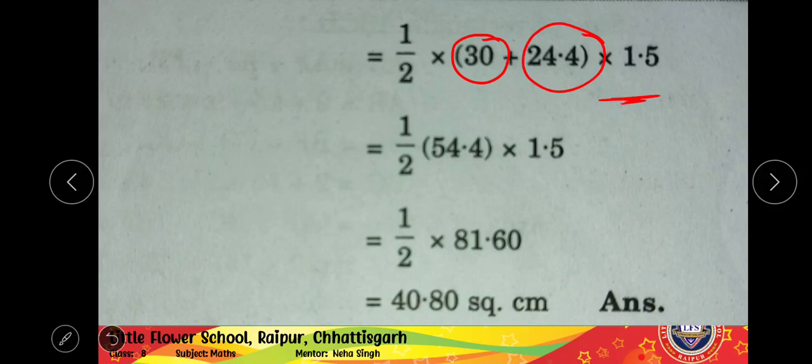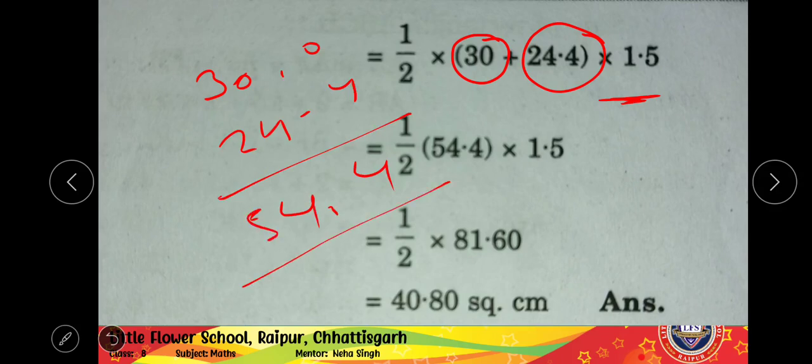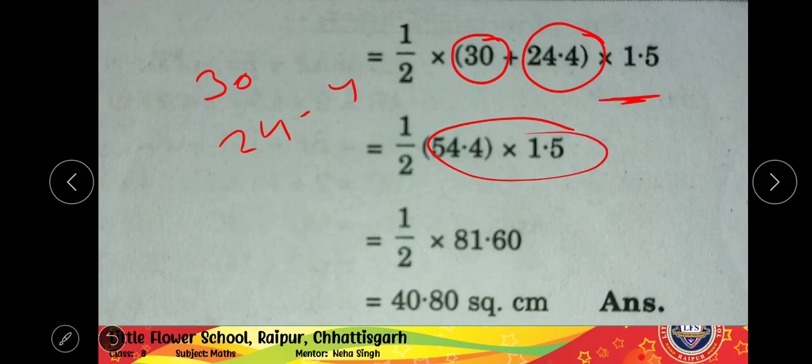Now we cannot cancel it directly, so we'll add first 30 plus 24.4. Here we can add: 0 and 0 is 0, 0 and 4 gives 4, 3 plus 2 is 5. So 54.4, half into 54.4 into 1.5, right? Either we can multiply these two numbers and then divide by 2, or we can directly divide by 2 here. 2 2s are 4, 1 carried, 2 7s are 14, 2 2s are 4, right?